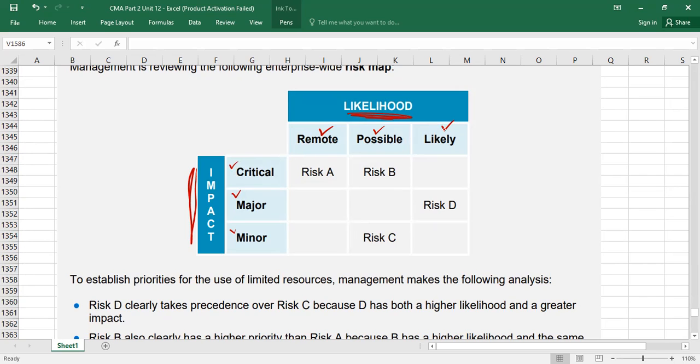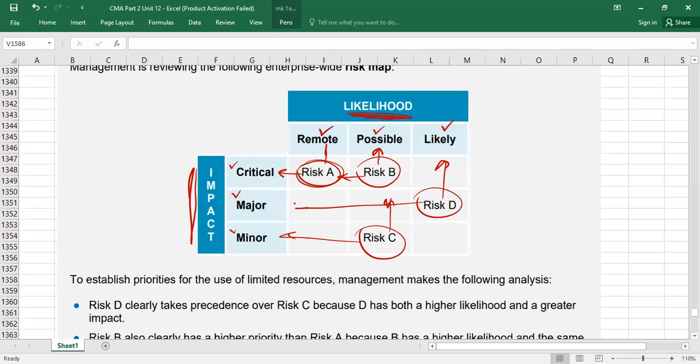Okay. So here, for example, we have one risk. It is categorized here. It means chances are remote, impact is critical. Risk B, chances are possible, impact is critical. Risk C is here, chances are possible and impact is minor. Risk D, chances are likely, impact is major.